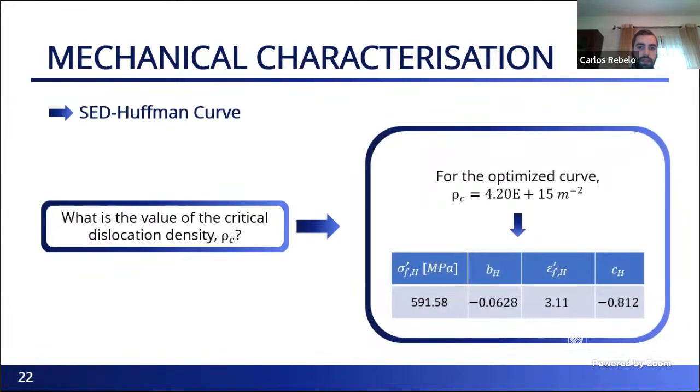Knowing the value of the critical dislocation density, the Burger's vector, and the cyclic properties of the material, it is possible to determine the values of the fatigue parameters, shown in this table.